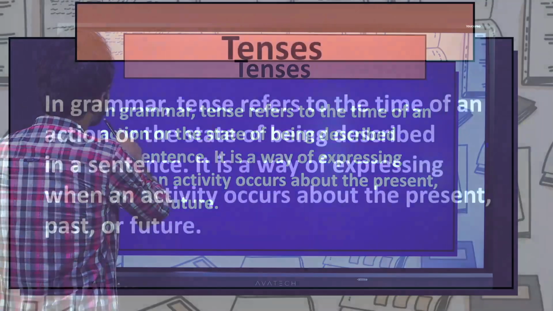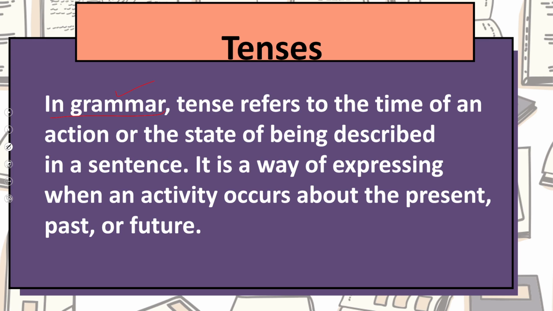In grammar, because tense is a part of grammar, it is a topic of grammar, tense refers to the time of an action or the state of being. It can be an action, it is not necessary that it is always an action, it can also be a state of being, described in a sentence. It is a way of expressing when an activity occurs: in the present, past or future, and we are talking about past.